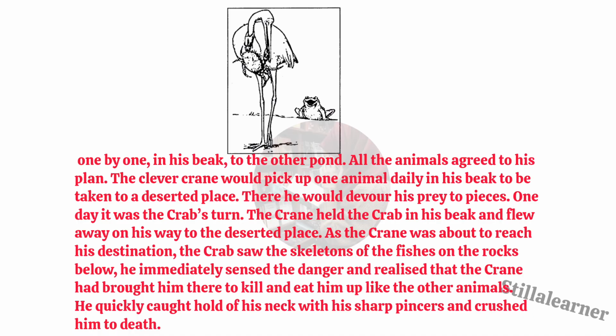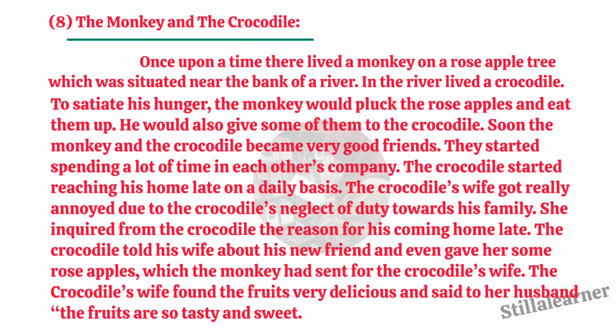As the crane was about to reach his destination, the crab saw the skeletons of the fishes on the rocks below. He immediately sensed the danger and realized that the crane had brought him there to kill and eat him up like the other animals. He quickly caught hold of his neck with his sharp pincers and crushed him to death. Let's see the next story, which is the monkey and the crocodile.